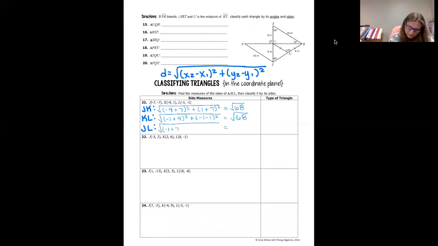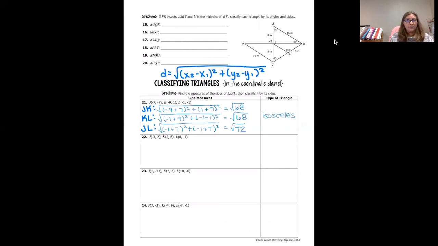Negative 1 plus 7 squared plus negative 1 plus 7 squared. 6 squared plus 6 squared is the square root of 72. So this is isosceles. All right, we're going to work 22 next.